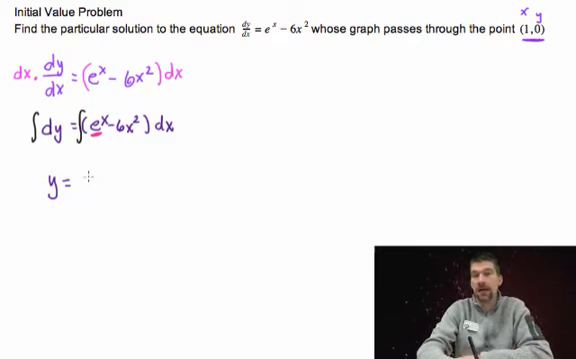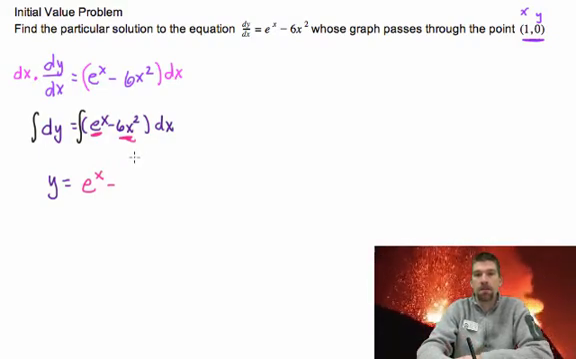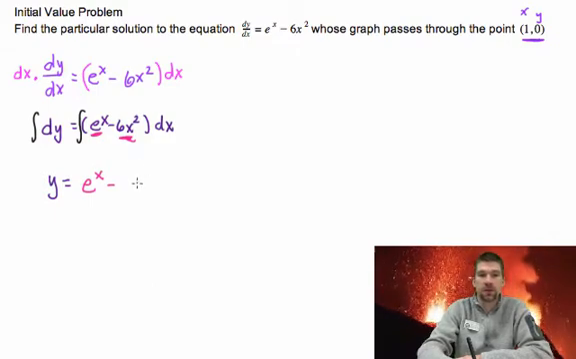This is the easiest guy to take the derivative of, because the derivative of e to the x is e to the x, all right? Minus the derivative of what thing is 6x squared. Well, remember, when you take the derivative of a function with exponents in it, you subtract one from the exponent. So here, we're going to add one to the exponent.